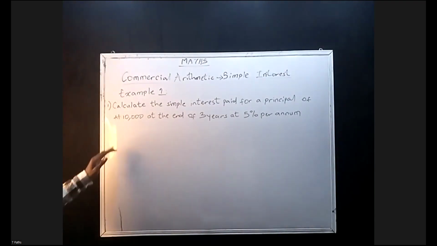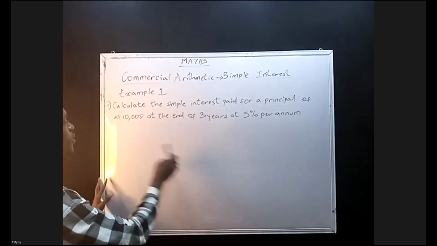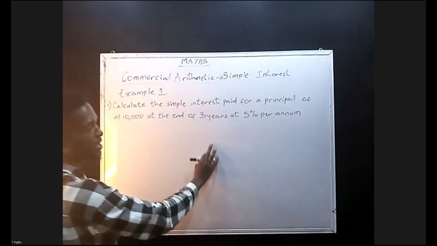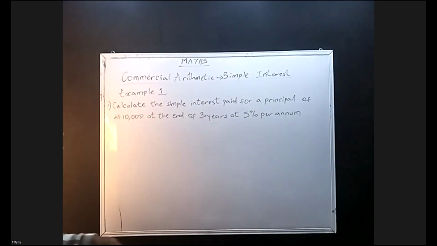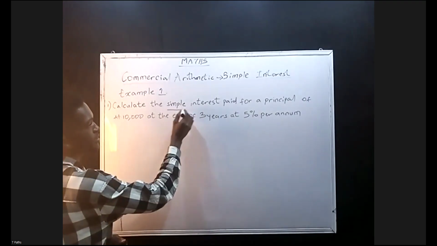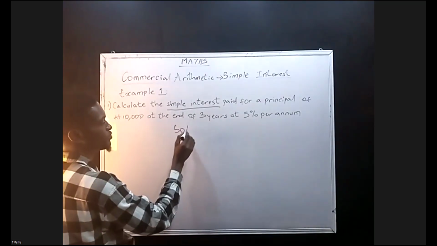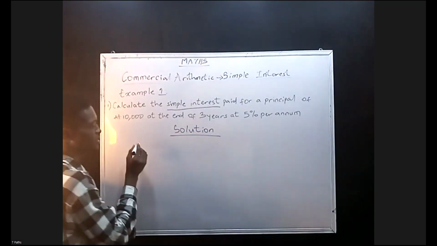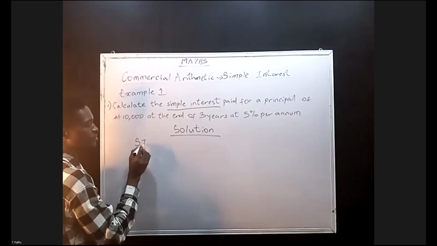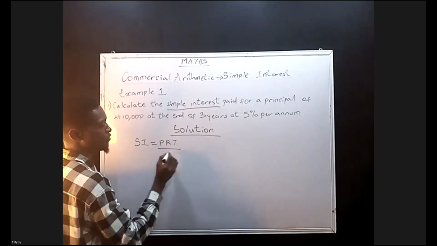Now, interpreting this question, they say we should calculate the simple interest paid for a principal of 10,000 at the end of 3 years at 5% per annum. The first thing you need to determine is what we are looking for. We have to look for the simple interest, and we know our formula for simple interest to be simple interest is equal to P times R times T over 100.